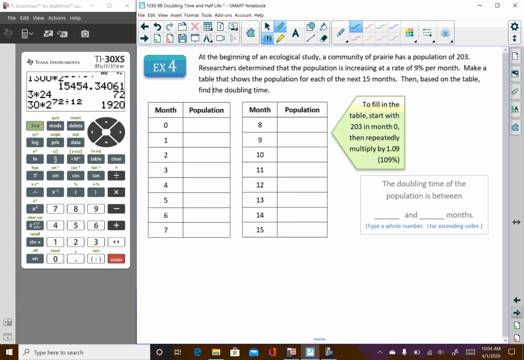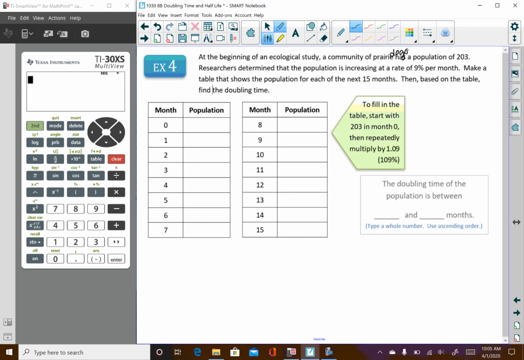So example 4, at the beginning of an ecological study, a community of prairie dogs, it's supposed to be prairie dogs. They're animals. And I left part of the word out. Anyways, they have a population of 203. Researchers determined that the population is increasing at a rate of 9% per month. Make a table that shows the population as it's growing over the next 15 months. And then based on that table, find the doubling time.